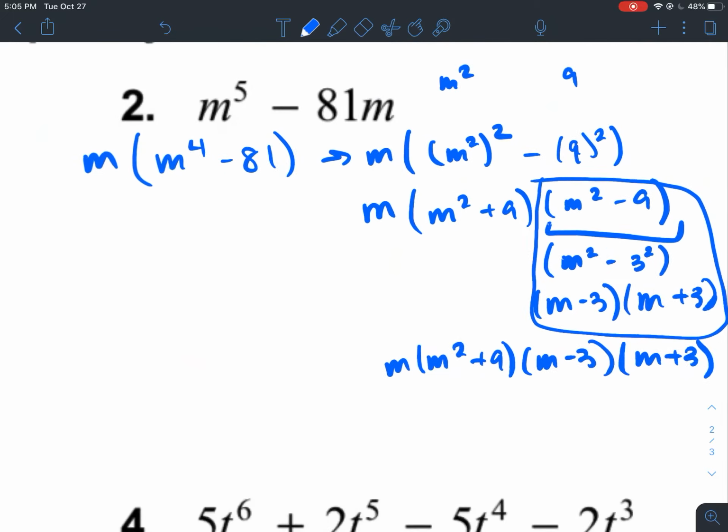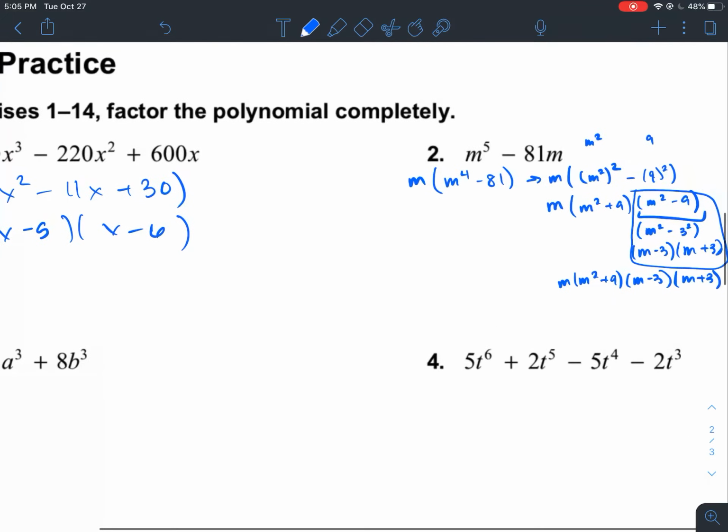So it's kind of tricky to see those patterns, but the more you do it, the more you get familiar with it.